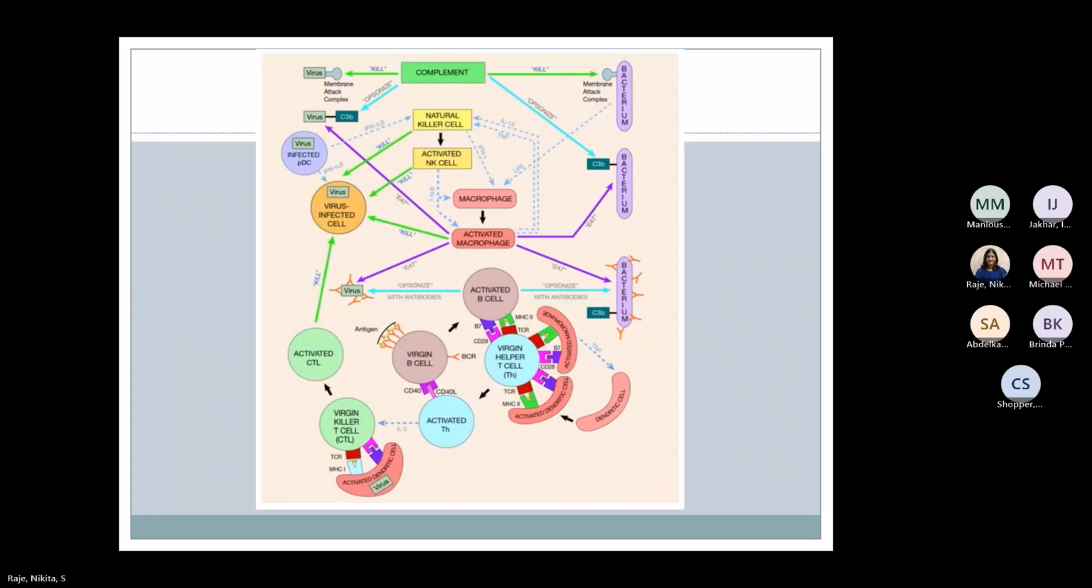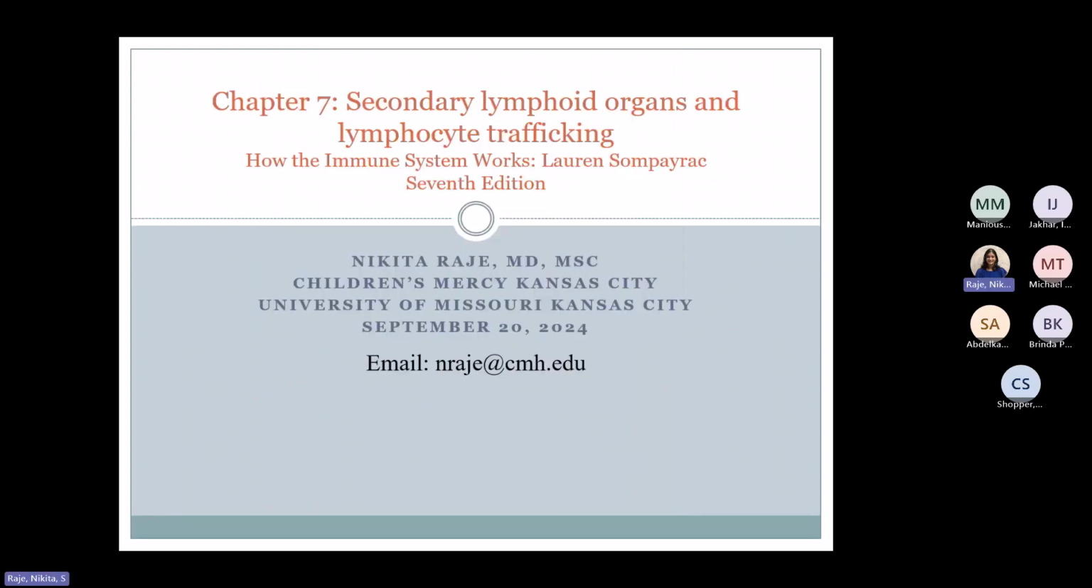Right. We can move ahead here. We'll be talking about chapter 7, secondary lymphoid organs and lymphocyte trafficking. Again, today is September 20th, 2024, and we talked about T cell activation, antigen presentation, as well as the T cells at work. We also talked about B cells that help in providing the antibody function.